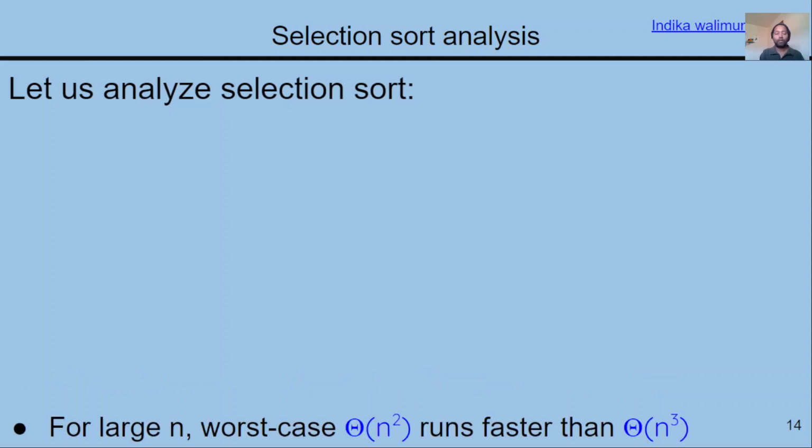For example, for the worst case, we can say big theta of n to the 2 runs faster than big theta of n to the 3. We can clearly see that, comparing this to this, big theta of n to the 2 runs faster. It takes less time. Excuse me.